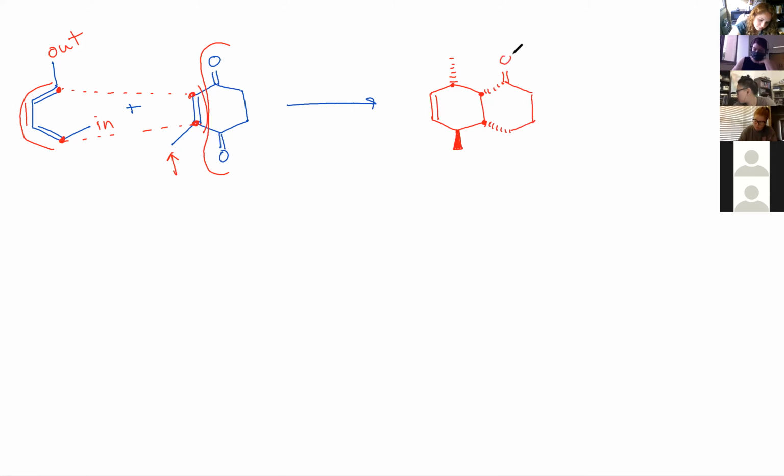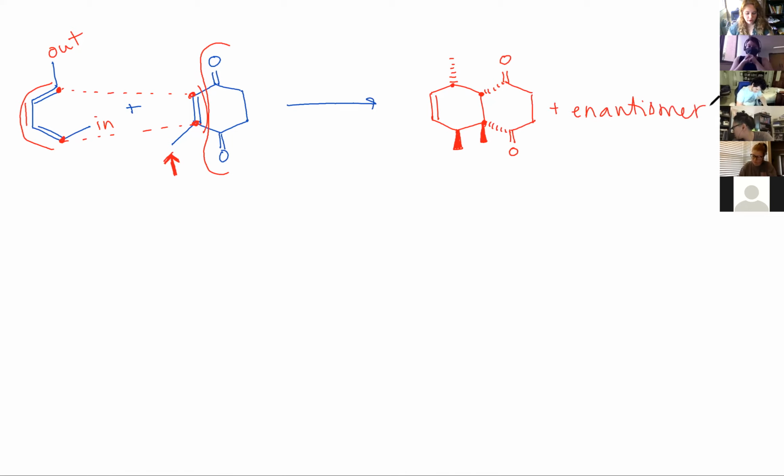And then you can draw your carbonyls on there. And then what do we do with the methyl group over here? Which direction is it going to go? Up. Right, so this is one of your products, and then you're going to have another.